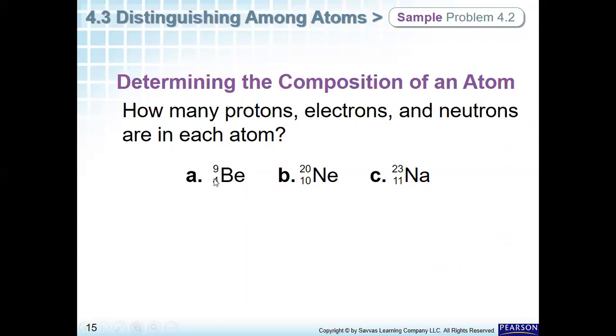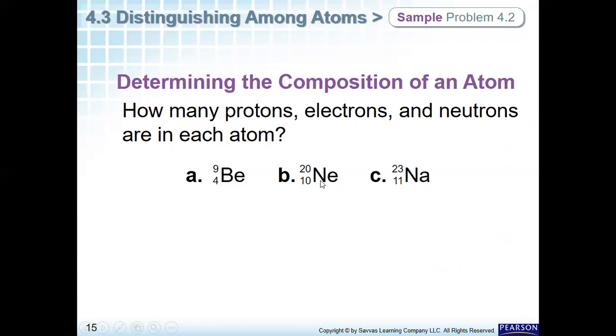So if I get first of all to the beryllium, the atomic number will be 4, and the number of protons will be 4, and the number of electrons will be 4. But if I want to get the number of neutrons, I will subtract the 4 from 9. So 9 minus 4 will be 5, the number of neutrons.